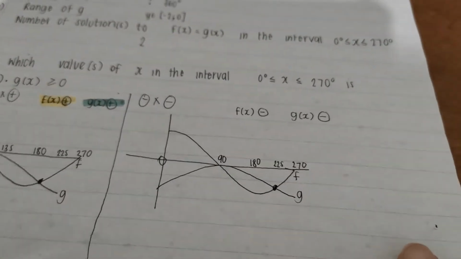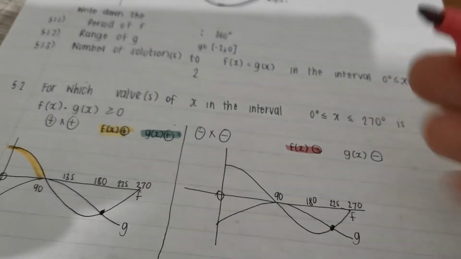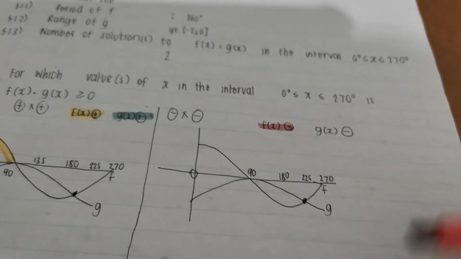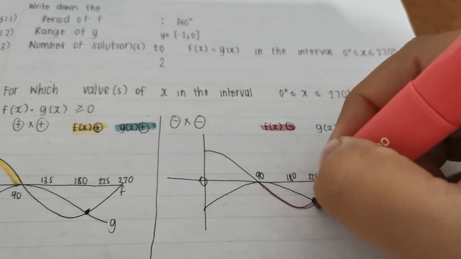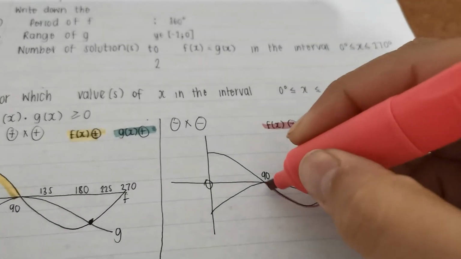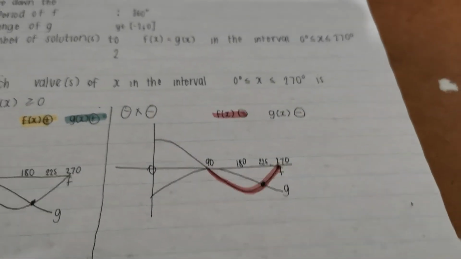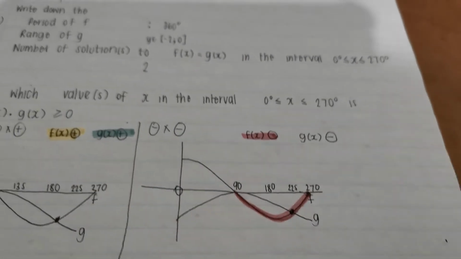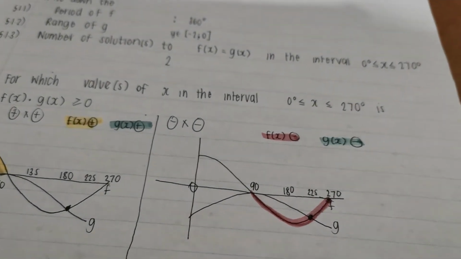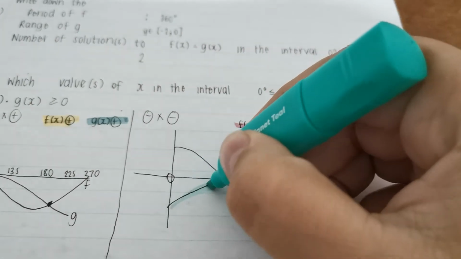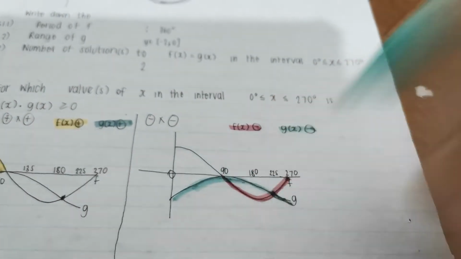Let's move to the side. I'm asking where's my f of x a negative, meaning below the x-axis. f of x is below the x-axis, this part here. Let's just highlight that a bit better. There we go. That's where it's below the x-axis. Now I'm asking where's g of x below the x-axis, meaning negative. It's all of this part. Yeah, it's basically the whole graph given to us.